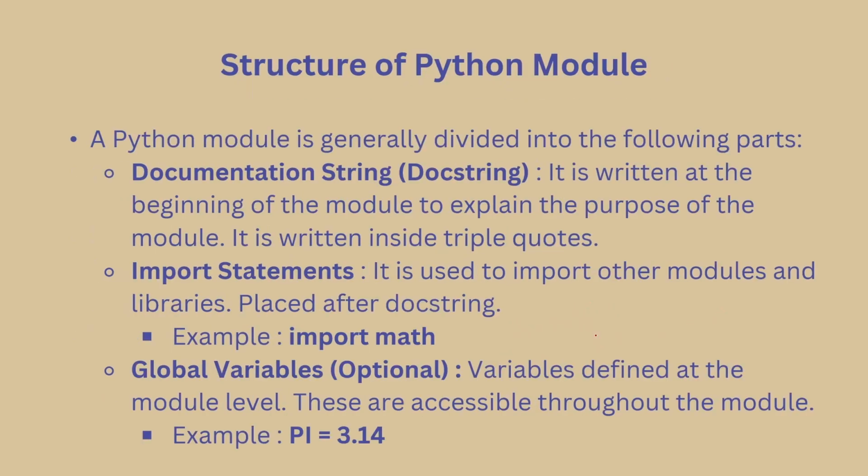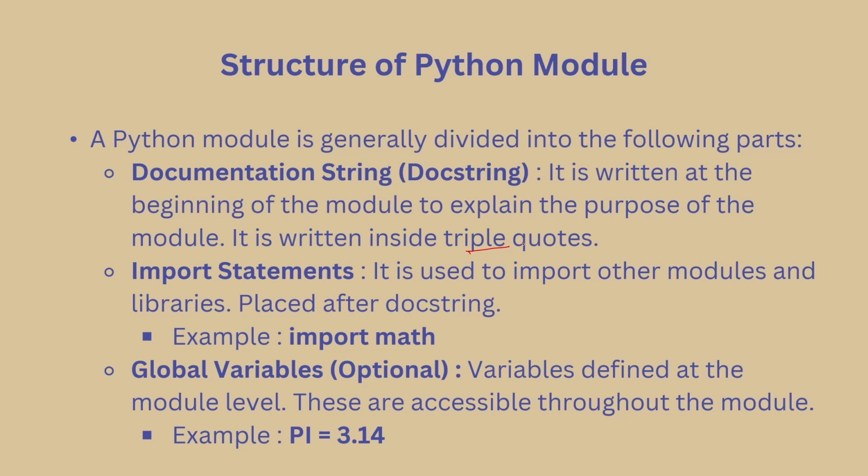Now, the structure of a Python module. A Python module is generally divided into the following parts. First we have the documentation string, the docstring. It is written at the beginning of the module to explain the purpose of the module. It is written inside triple quotes. So what is a documentation string? We basically write it to explain what this program is about, something at the start of the program to make it easier for the user to understand what it is all about, right? So, documentation string.